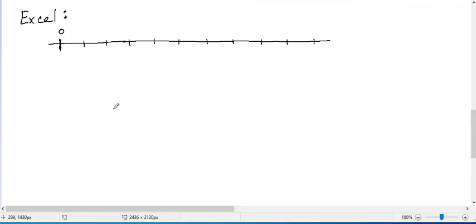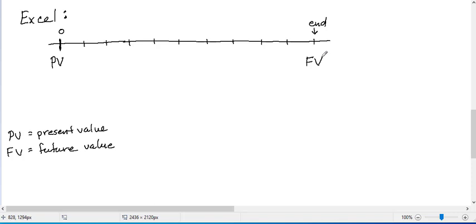I'm going to teach you how to use Excel to do these problems, and then Excel can be your calculator. Excel uses several variables, and we just need to understand where they fall on the number line. So at time 0 is PV, which is your present value. And then wherever you end, the amount of money at that point is your future value on the last day of the investment.